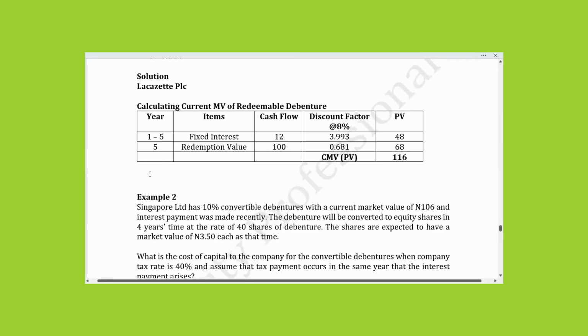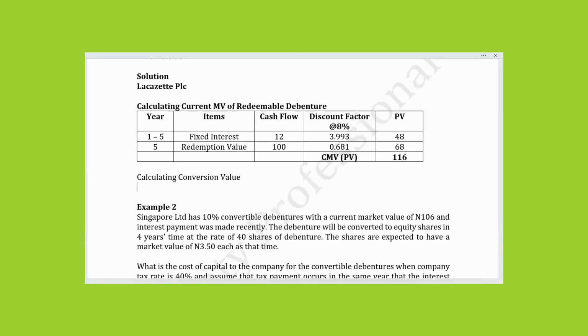So you then compare this 116 Naira with the conversion value. So you then go to number 2, calculate conversion value. You say calculating conversion value. How do you determine conversion value? I mentioned it to you earlier on. Just multiply the number of shares you want to convert to with the current market price, with the market price at the exercise dates.